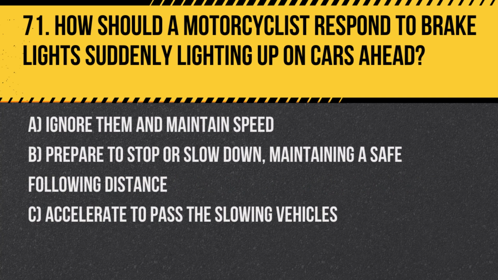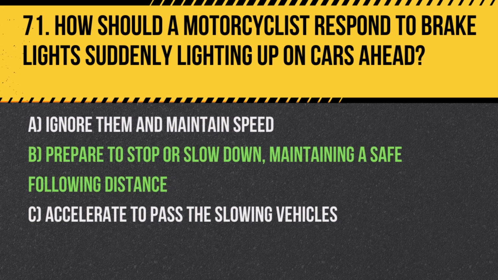Question 71. How should a motorcyclist respond to brake lights suddenly lighting up on cars ahead? A. Ignore them and maintain speed. B. Prepare to stop or slow down, maintaining a safe following distance. C. Accelerate to pass the slowing vehicles.